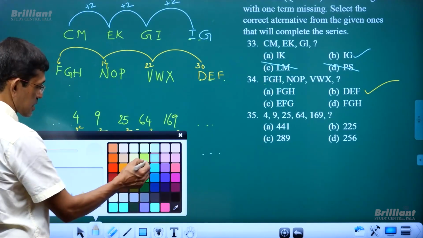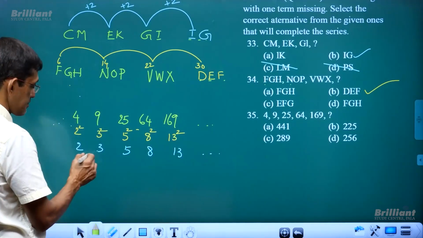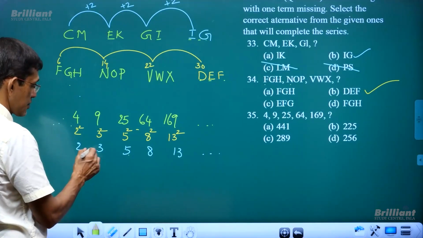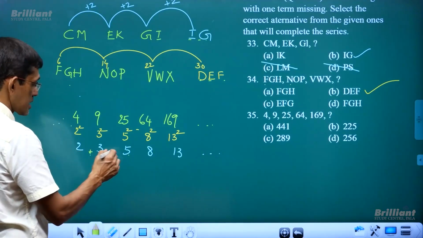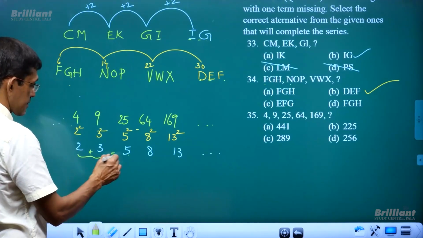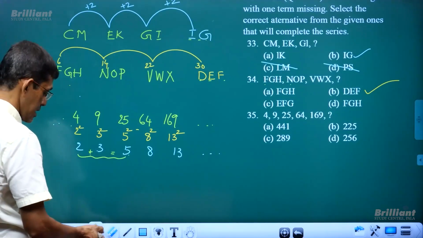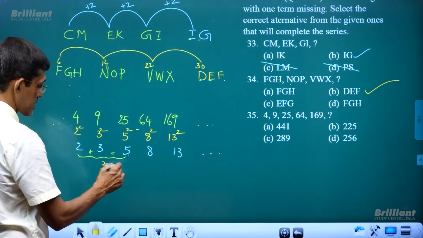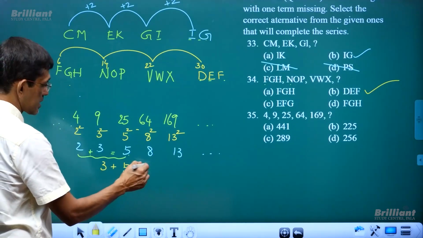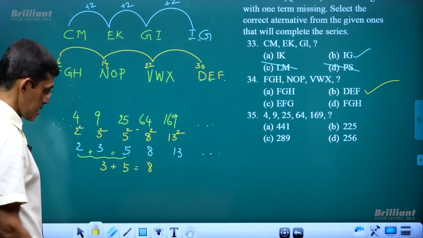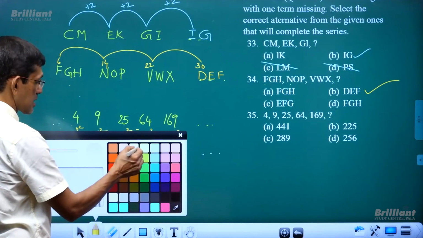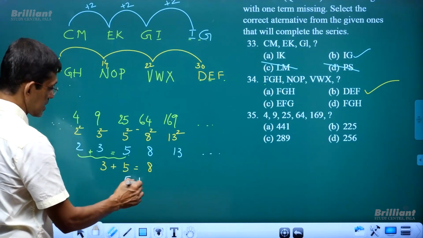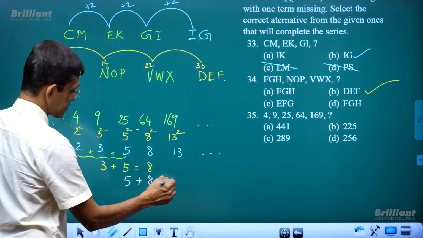Now, what is next in front of us is, let's say, 2 plus 3 is what? 5. See that? 2 plus 3 is equal to 5. At the same time, we can see that 3 plus 5 is equal to what? 8. And at the same time, next step, what you see, 5 plus 8 is what, 13.